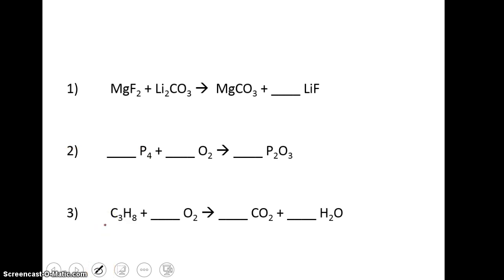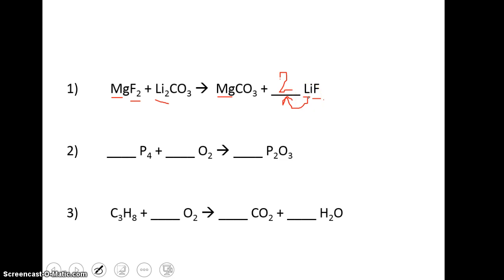magnesium. We've got 1 magnesium on this side and 1 on that side, so that is balanced. Then we've got F. There's 2 F's on the left of the arrow, and there's 1 F on the right of the arrow. So we're going to put a 2 in front, because we can't change the subscript. Now 2 times the 1 F will give you 2 F's. There's 2 lithium on this side. There was only 1 lithium, but because of the 2 in the coefficient, there's 2 lithium. 2 times 1 is 2.